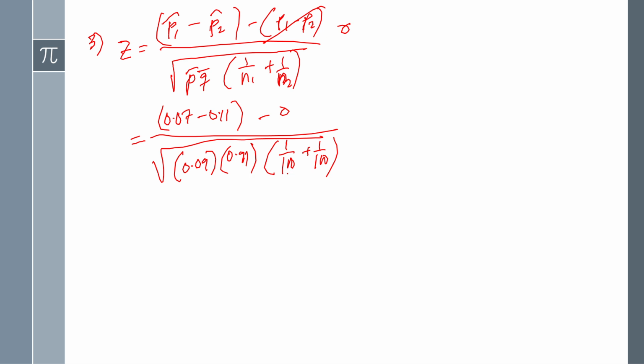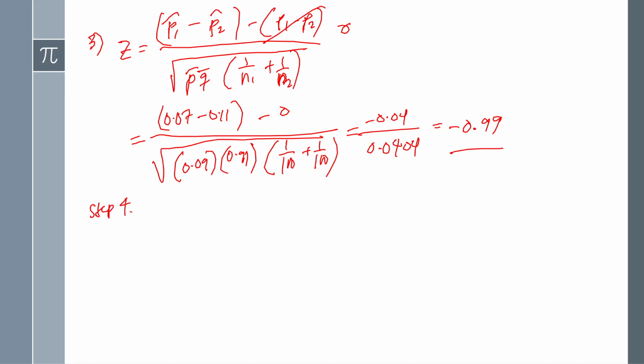If we compute that, 0.07 minus 0.11 is equal to negative 0.04, over the square root of 0.09 times 0.91 times 1 over 100 plus 1 over 100, which is equal to 0.0404. When we divide negative 0.04 by 0.0404, it is equal to negative 0.99. So now we have the value for the z proportion, and we have to compare it with the critical value to make a decision.